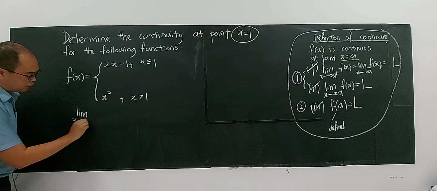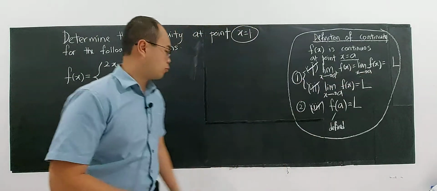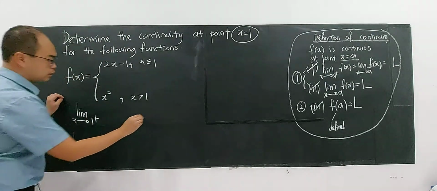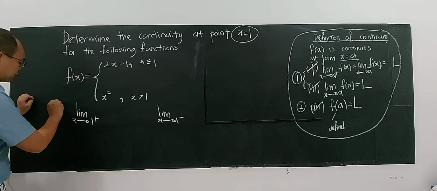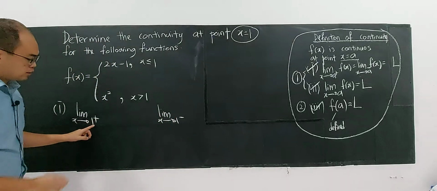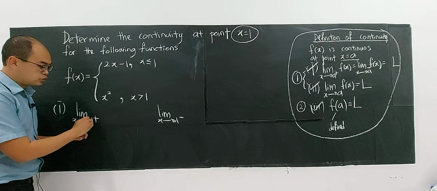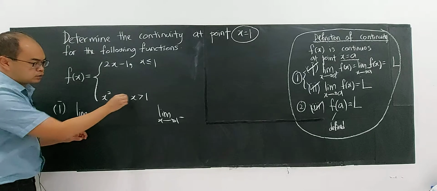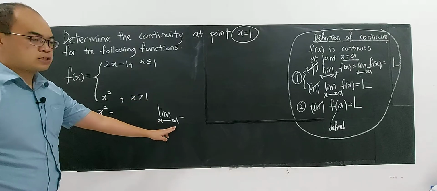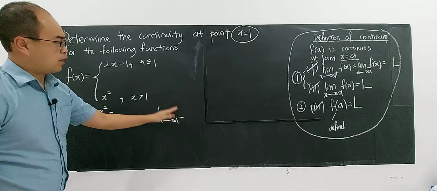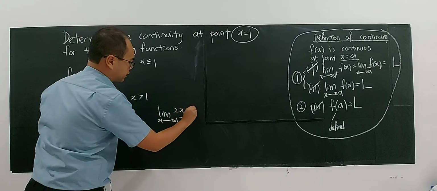So, x approaching 1 plus, you must have 1 plus, and you must have 1 minus. So you have the limit as x approaches 1, the first condition. More than 1 means approaching from the right, and there the function is x squared. Less than 1 means from the left, which is 2x minus 1.